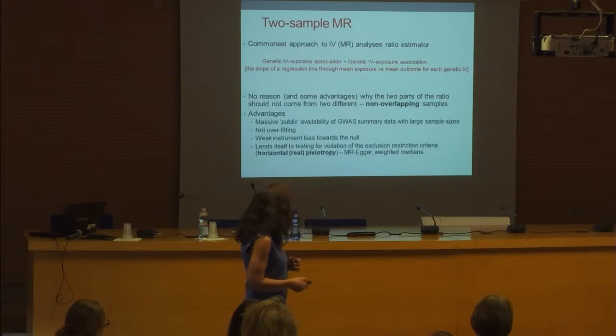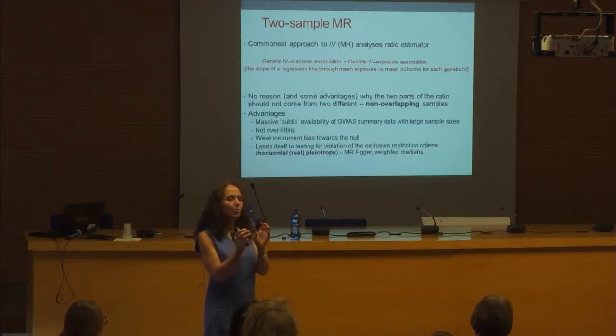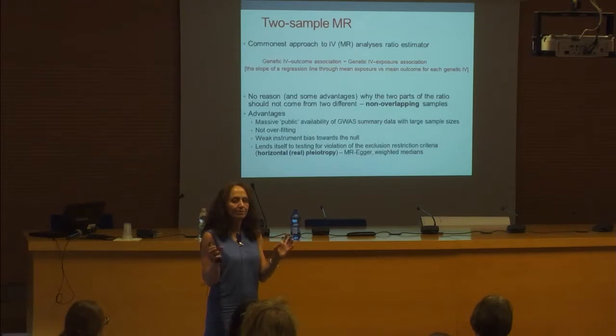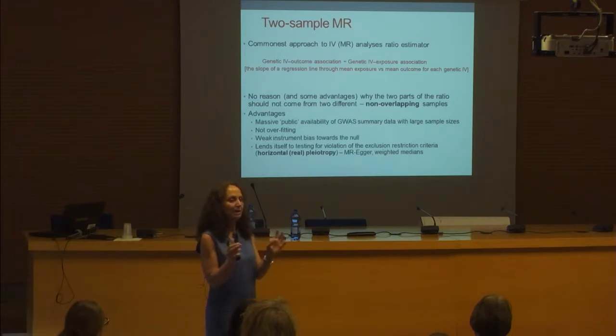Okay, so the basis of two-sample MR is simply that there is no reason why for the two bits of this ratio you shouldn't get those ratio estimates from two completely different samples, two independent samples. And there's actually some benefits to doing that.